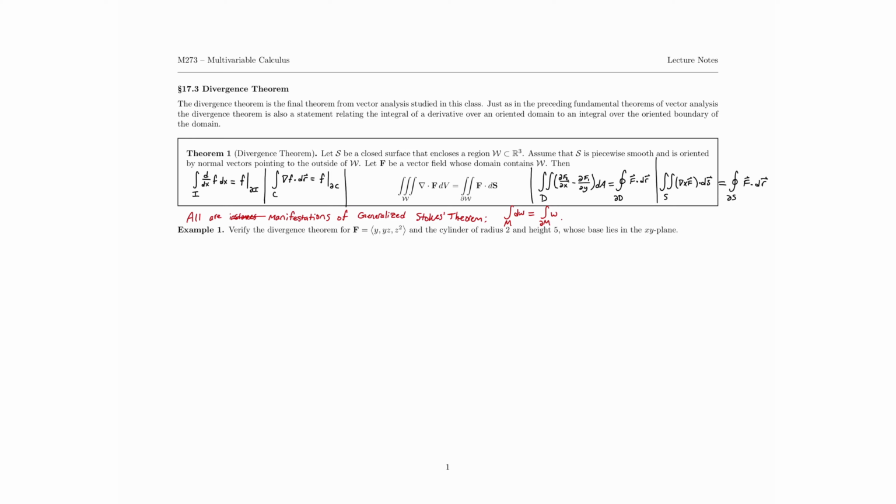All right, example 1. We're going to verify the divergence theorem for the vector field capital F, and we have the cylinder of radius 2, excuse me, and height 5. We're also told that the base lies in the xy plane. So we can go ahead and sketch this if we'd like to.